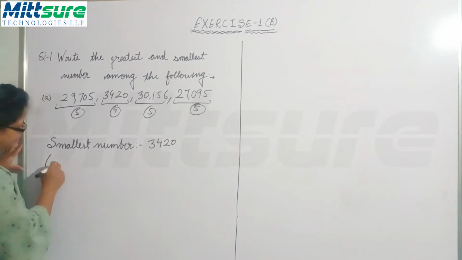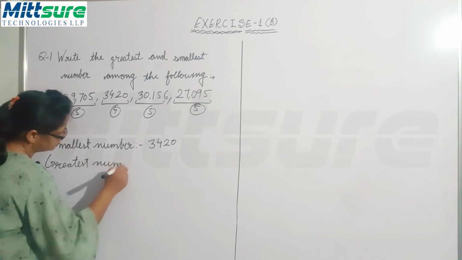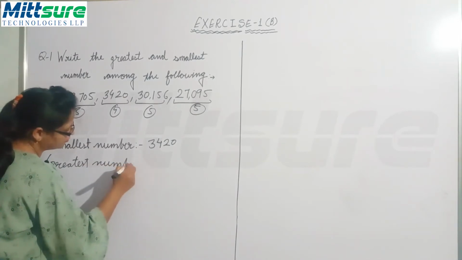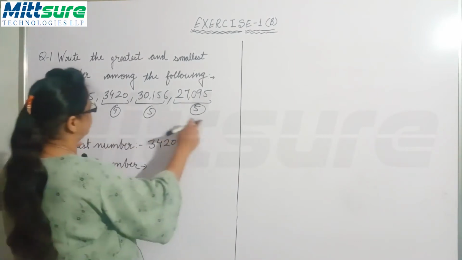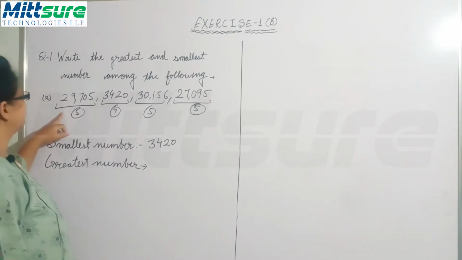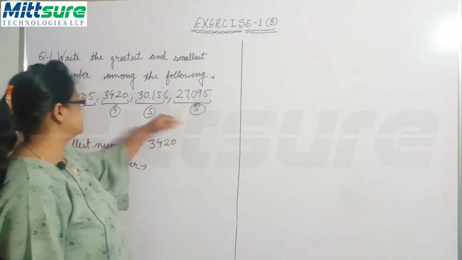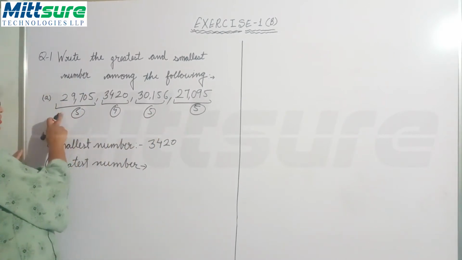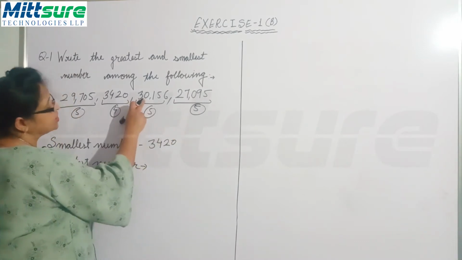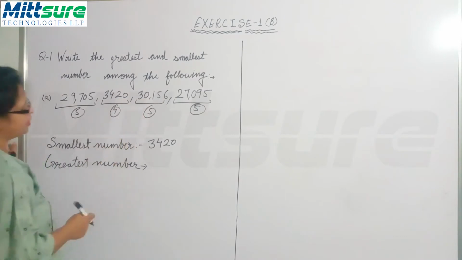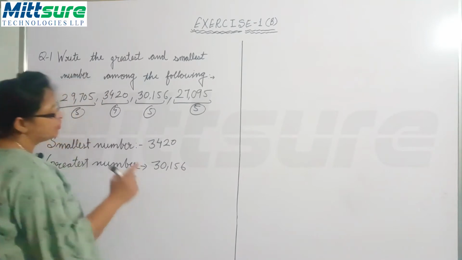Now the greatest number. We have to compare these 3 numbers. Now we are comparing 29,000, this is 30,000 and this is 27,000. So 30,000 is the greatest number. So we can write 30,156 is the greatest number.